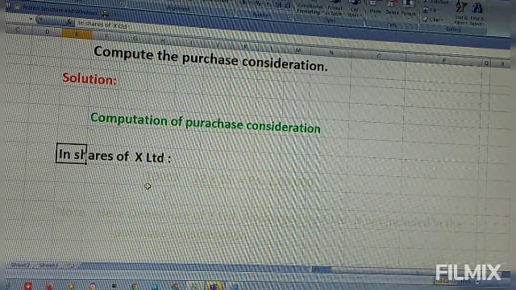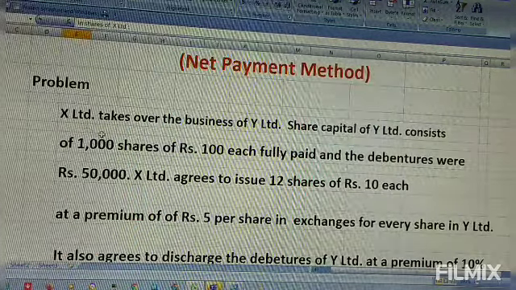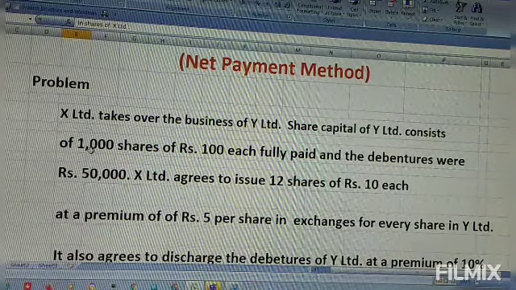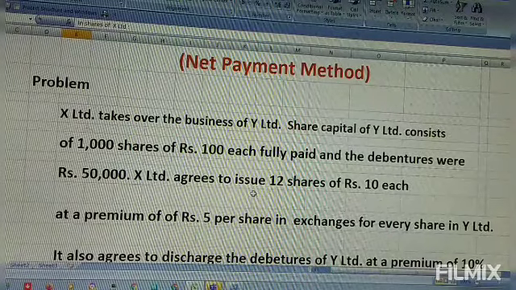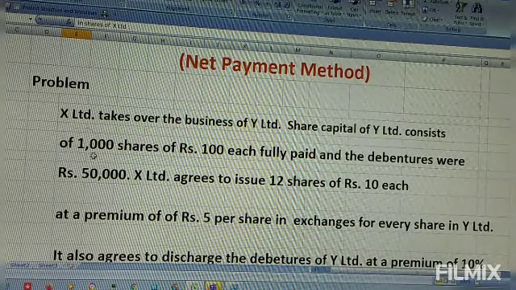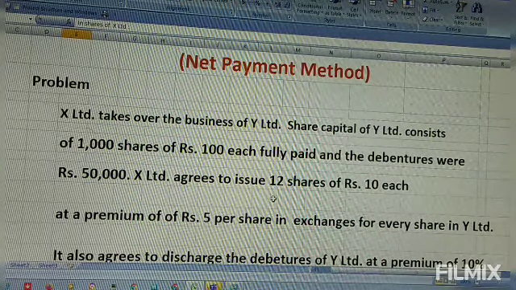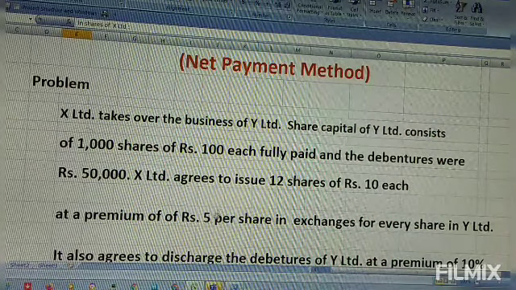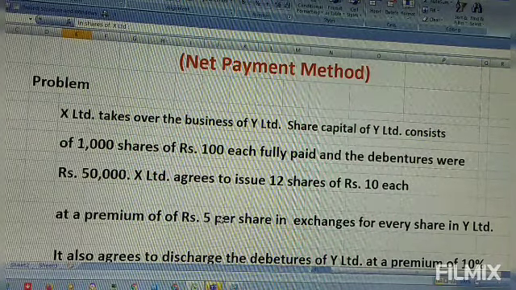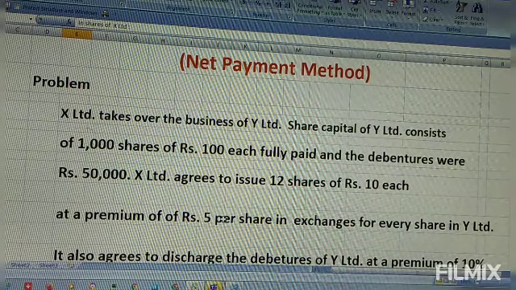In the Y business, how many shares are there? Actually 1000 shares are there. So for every one share it gives 12 shares, so for 1000 shares it gives 1000 into 12 shares. Then the face value is 10, but it is issued at a premium. So 10 plus 5 is 15. The value of each share is now actually 15. Face value plus premium. It is issued at a premium, so you have to take 15.